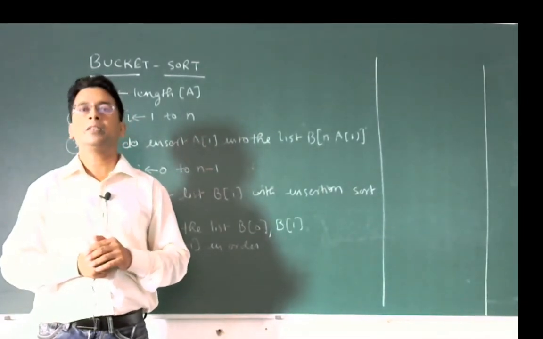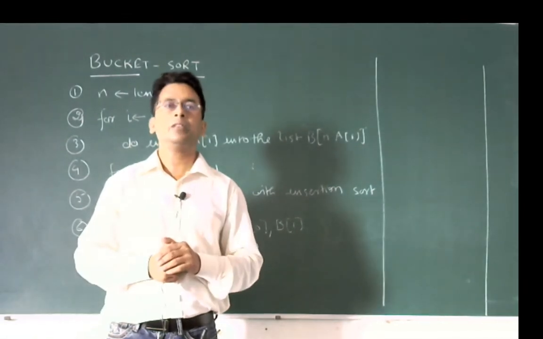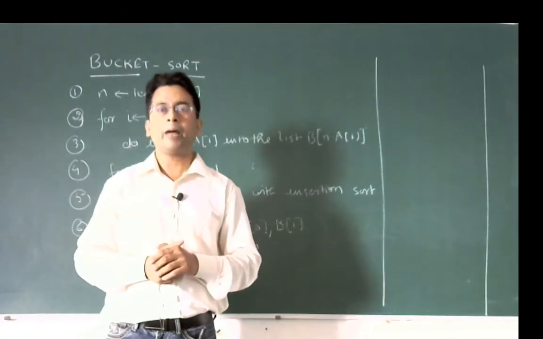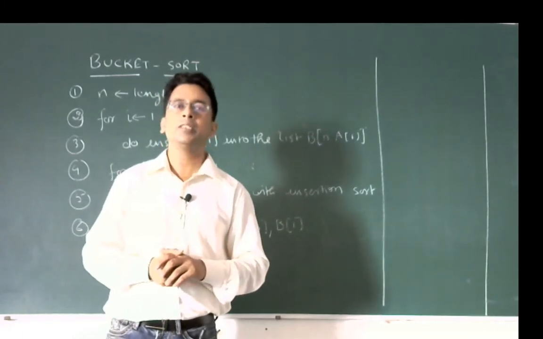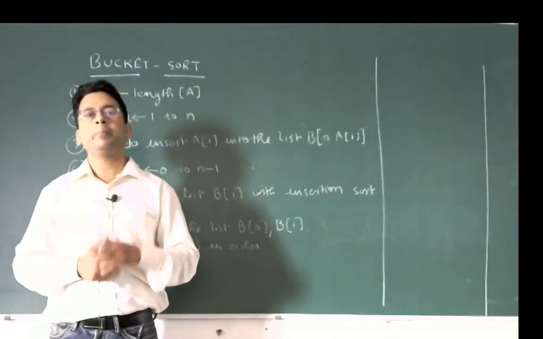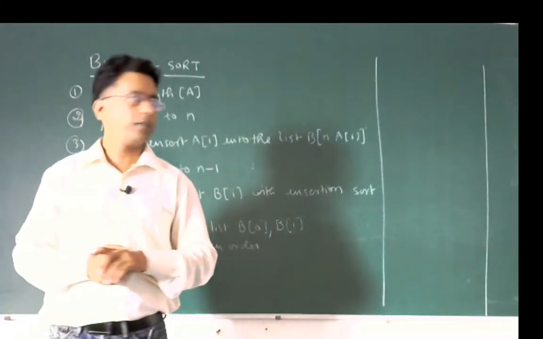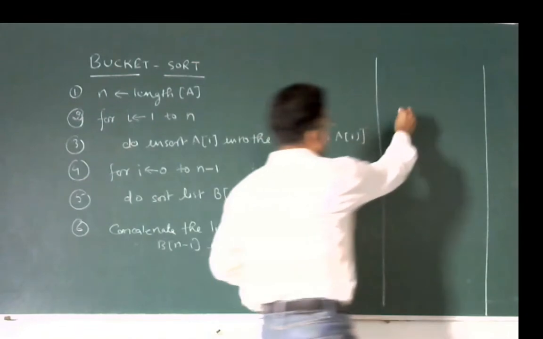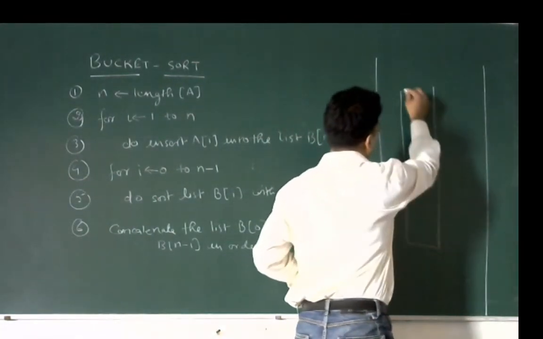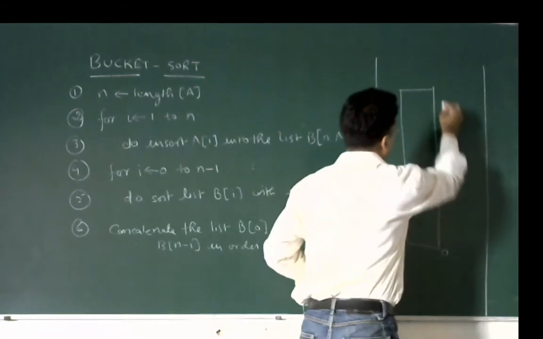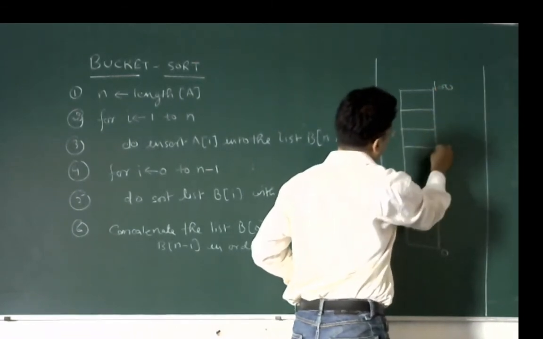For example, we are dealing with data whose values lie between 0 and 100. I am taking the data range from 0 to 100 and I want to sort this data. So what is the basic technique I shall use? I shall divide the data into equal size bins. Suppose I have a range from 0 to 100.